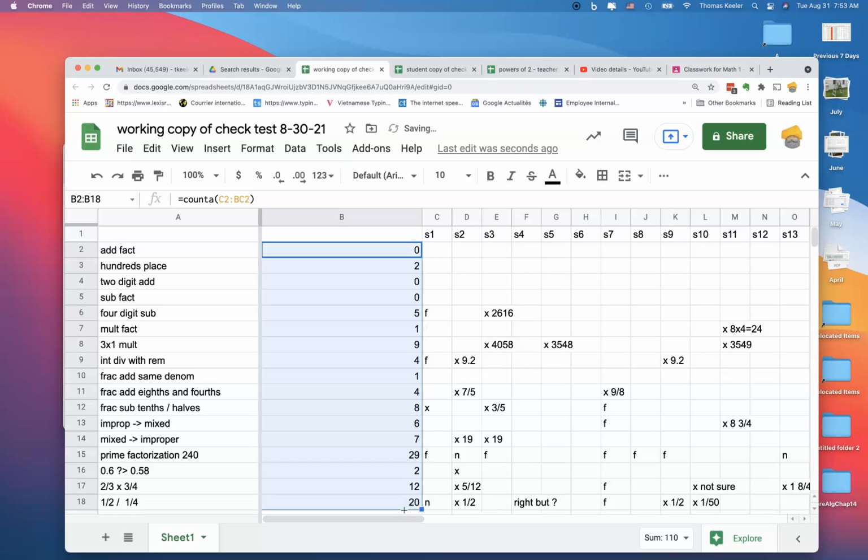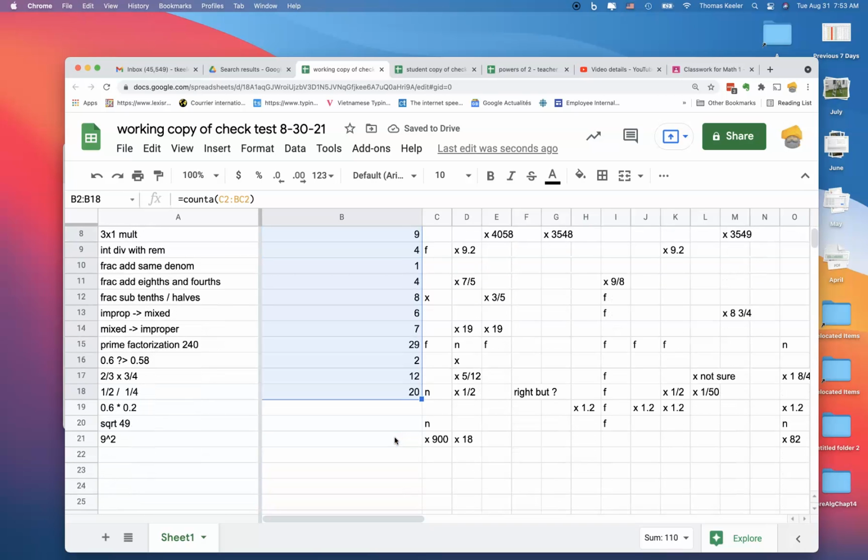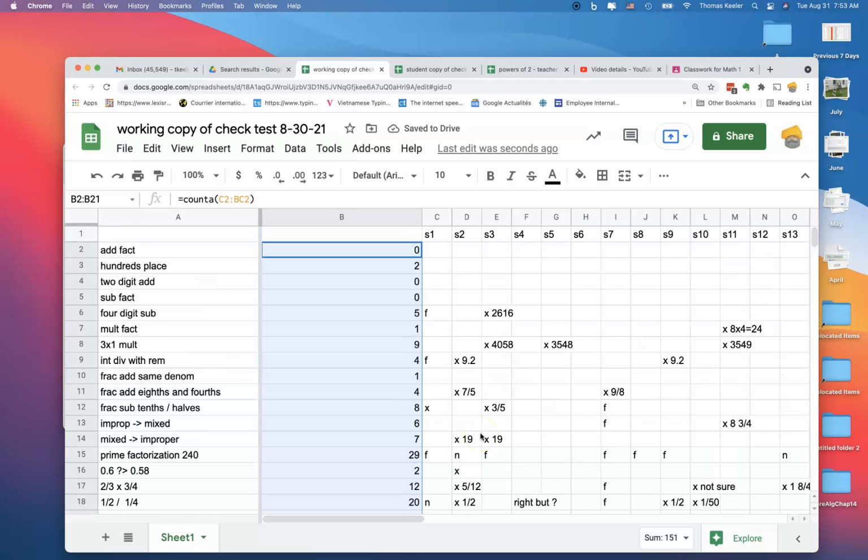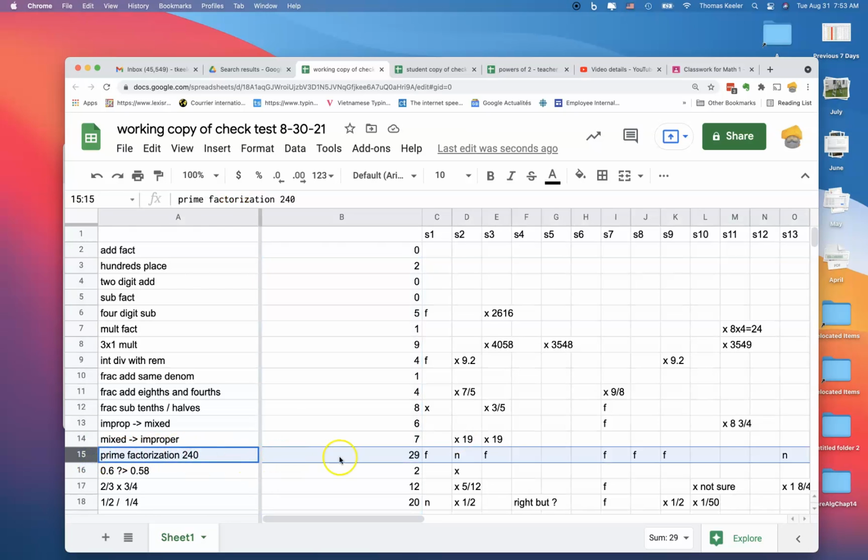And so then we go down, and you see that we're now finding some questions where I've noted a lot of problems. It looks like this prime factorization, as you'd expect, a lot of people forgot how to do that. In fact, 29 people didn't remember how to do that or had never been taught how to do it. Okay, so now what do we want to do?